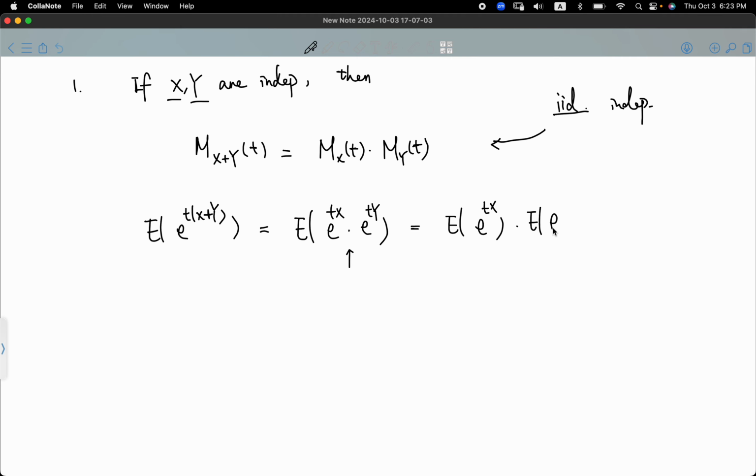That's that. And then by definition, these two are just the moment-generating function for random variable x, and the moment-generating function for random variable y. And that is this property here. So this is only true when they are independent. So make sure you look for keywords. Without the keywords, you don't want to use this property.